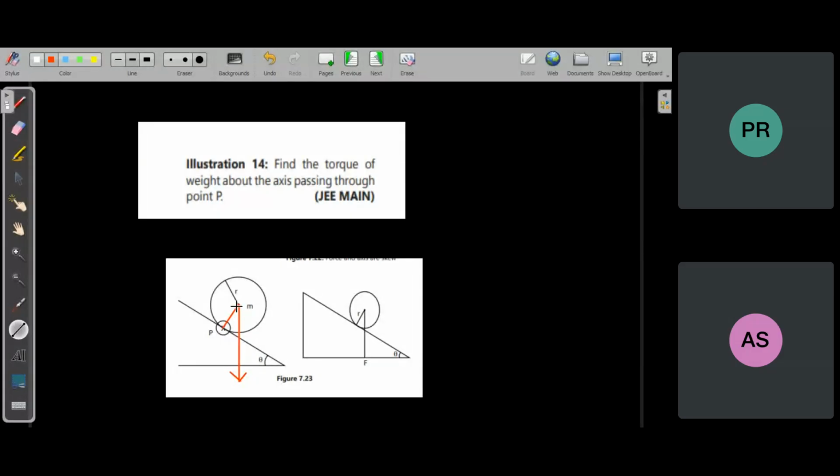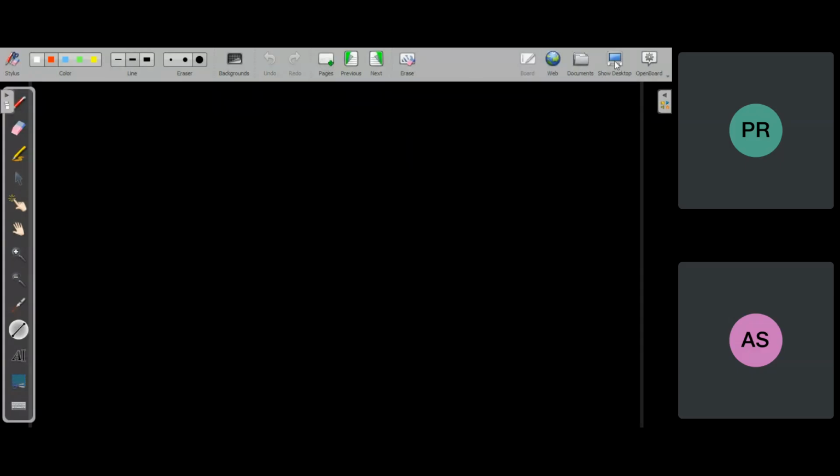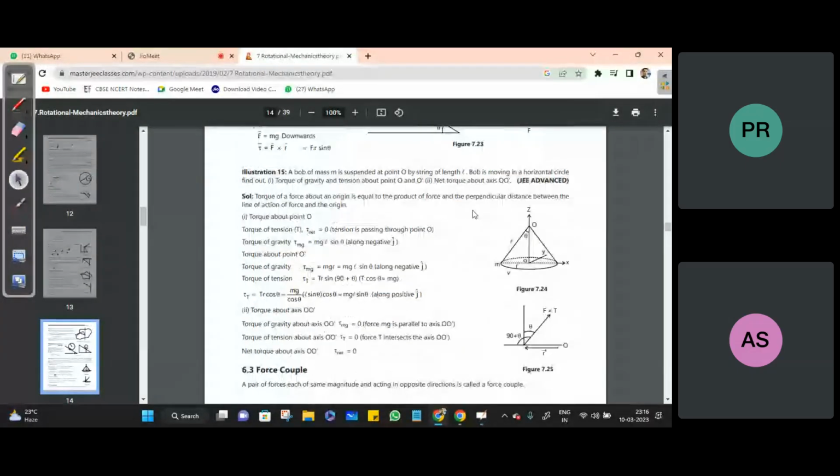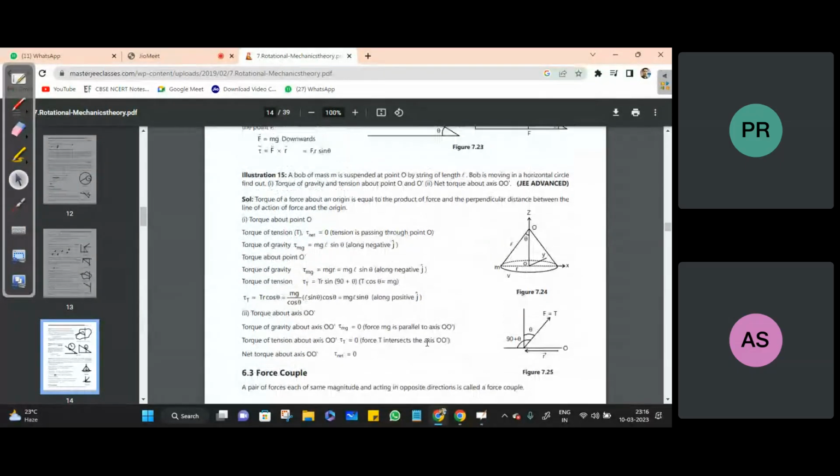Directly from the formula, this is R. You are saying that I will take the R sin theta component, which will be perpendicular. So MgR sin theta, that is correct. Directly like this you will do MgR sin theta. Okay, that is correct. Now you can go for this question.